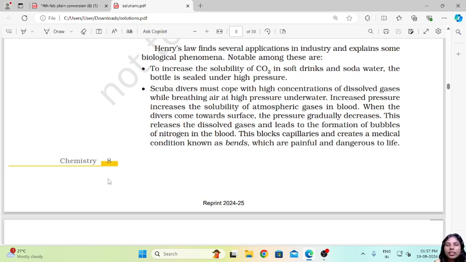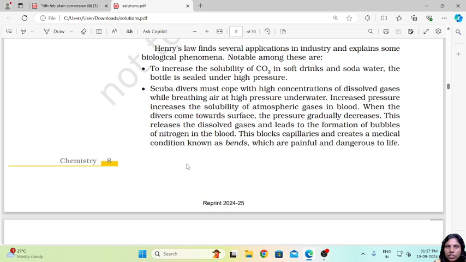So what they are saying is that scuba divers must cope with what? High concentrations of dissolved gases, because they carry packed cylinders which have a high level of other gases as well. So while breathing in air at very high pressure underwater, we know the pressure increases. The increased pressure also increases the solubility of the gases present in the blood.